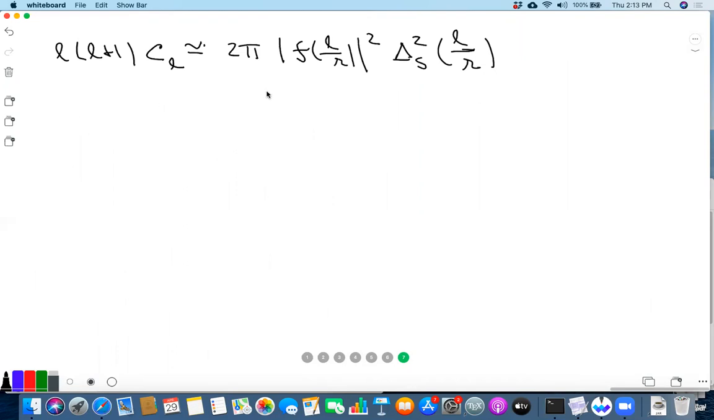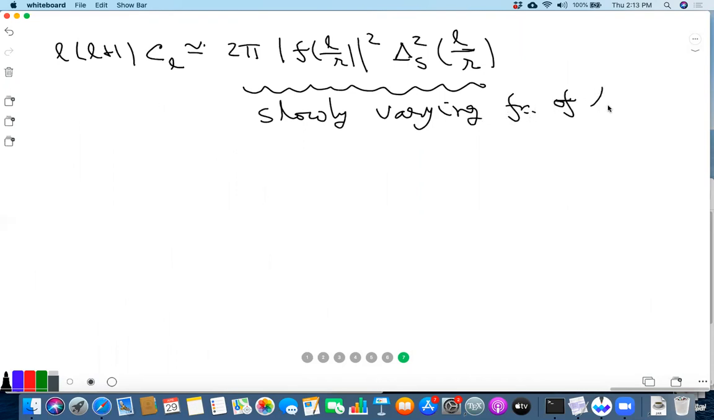And this one is a slowly varying function of L. Okay, but of course this formula is a slowly varying function of L, provided L over R is less than lambda h at the time of last scattering.